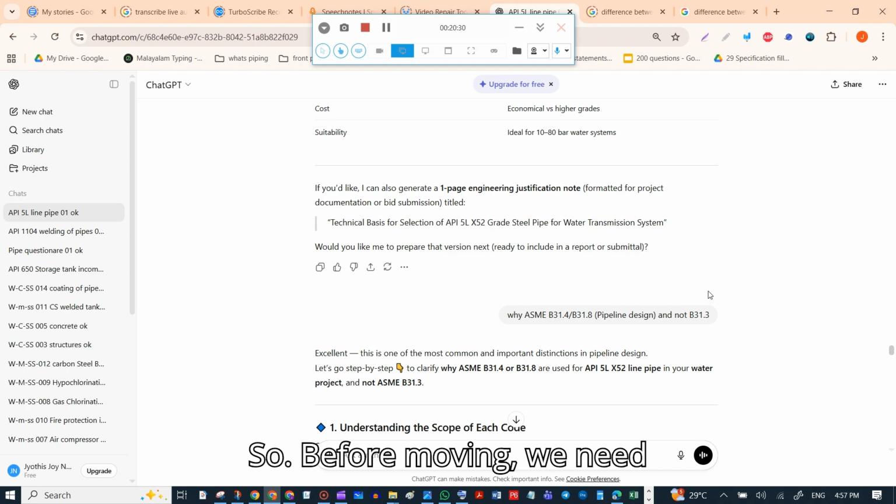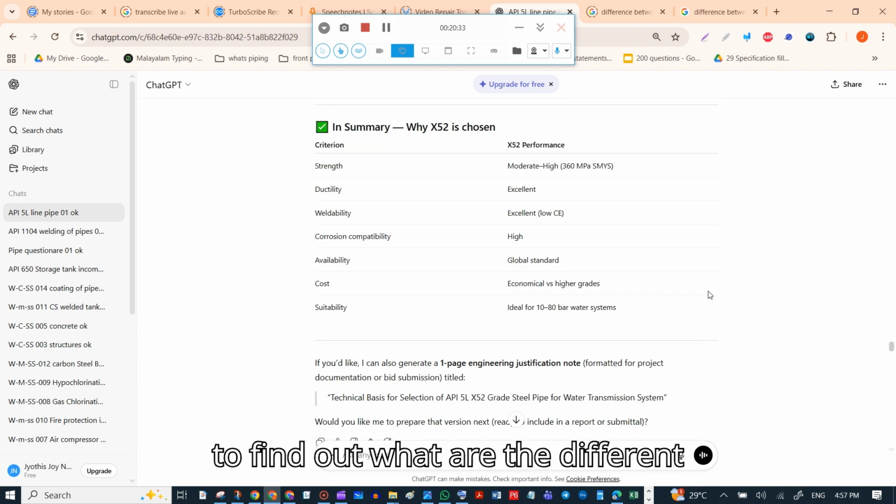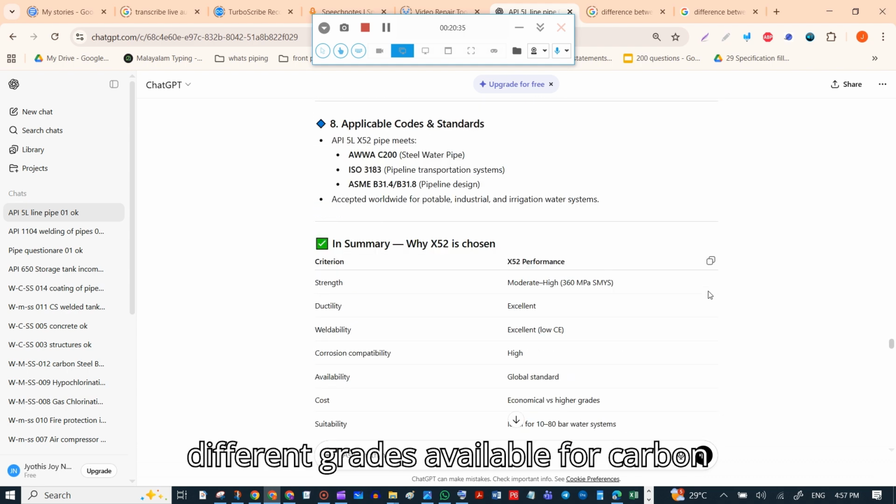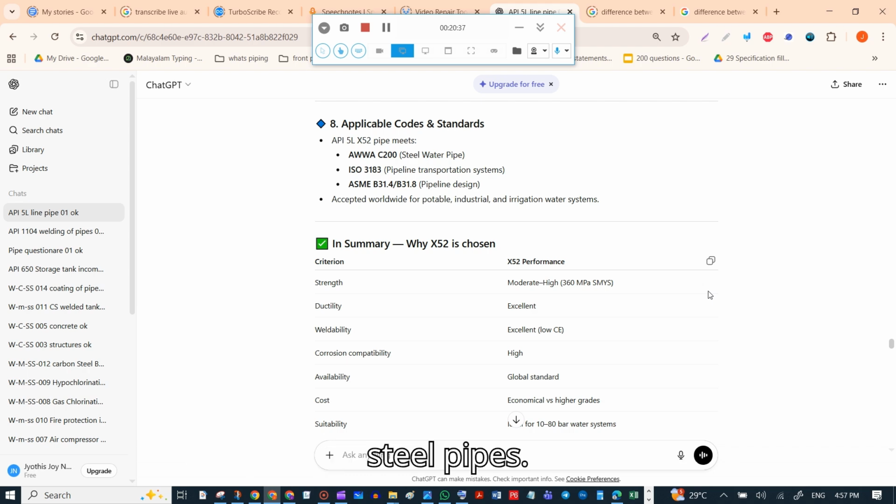So before moving on, we need to find out what the different grades available for carbon steel pipes are.